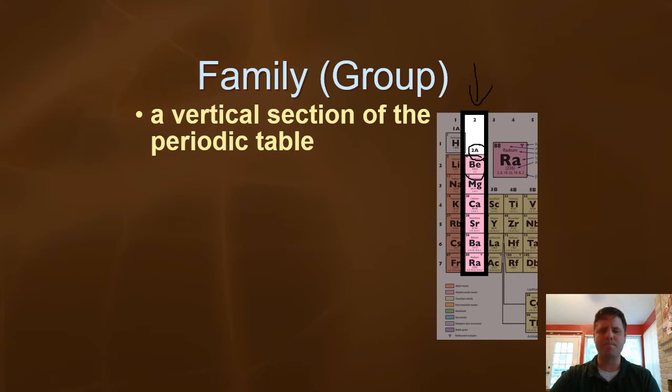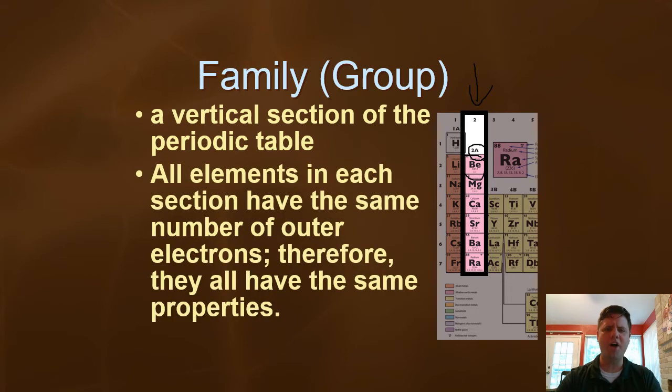It's a vertical section of the periodic table. All elements in each section have the same number of outer electrons. Therefore, they have very similar properties to one another. What we mean by that is that everything here that's in the second column have 2 valence electrons. Everything in the first column would have 1 valence electron. If you get to the 3A group, they'll all have 3 valence electrons. So everything in the column below it has that number of valence electrons.